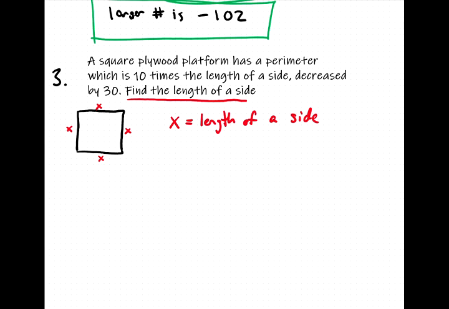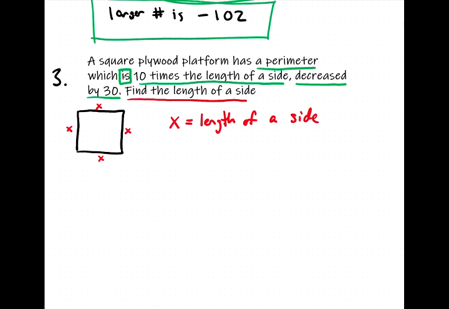All right, so now let's go back to the problem. The square has a perimeter which equals 10 times the length of a side decreased by 30. Okay, so this sentence is saying that the perimeter is 10 times the length of a side decreased by 30. All right, so the word is. Anything before the is the left-hand side of the equation. Anything after the word is the right-hand side.